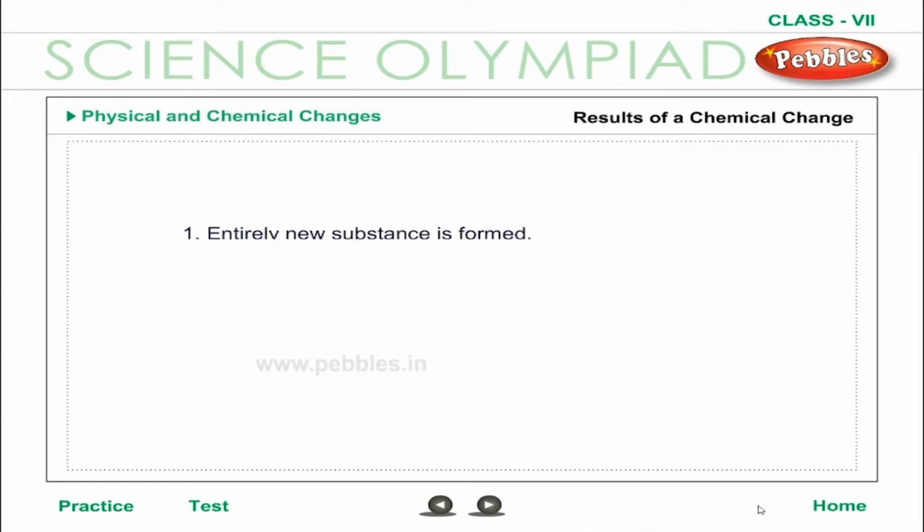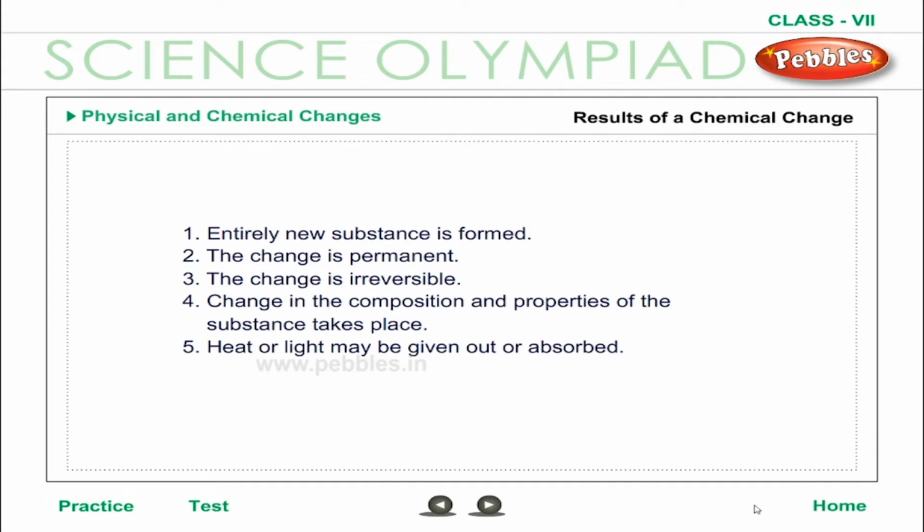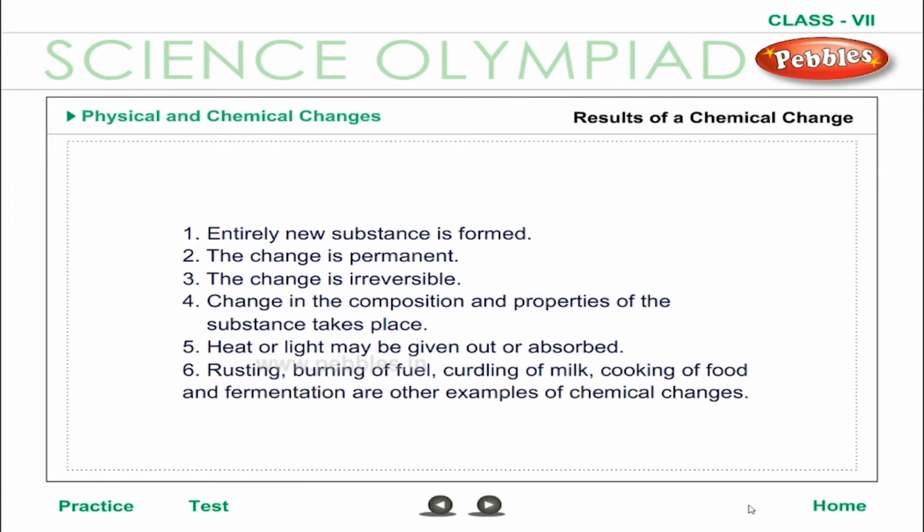Results of a chemical change are as follows. Entirely a new substance is formed. The change is permanent. The change is irreversible. Change in the composition and properties of the substances take place. Heat or light may be given out or absorbed. Rusting, burning of fuel, curdling of milk, cooking of food, and fermentation are other examples of chemical changes.